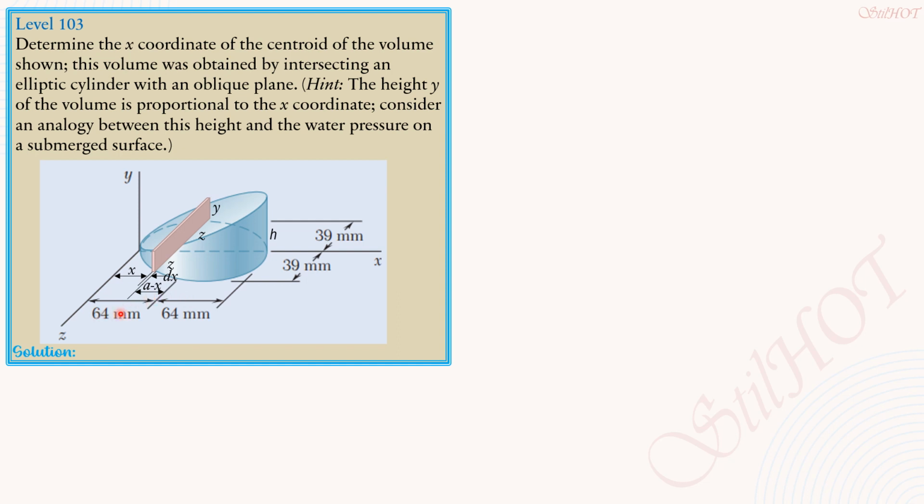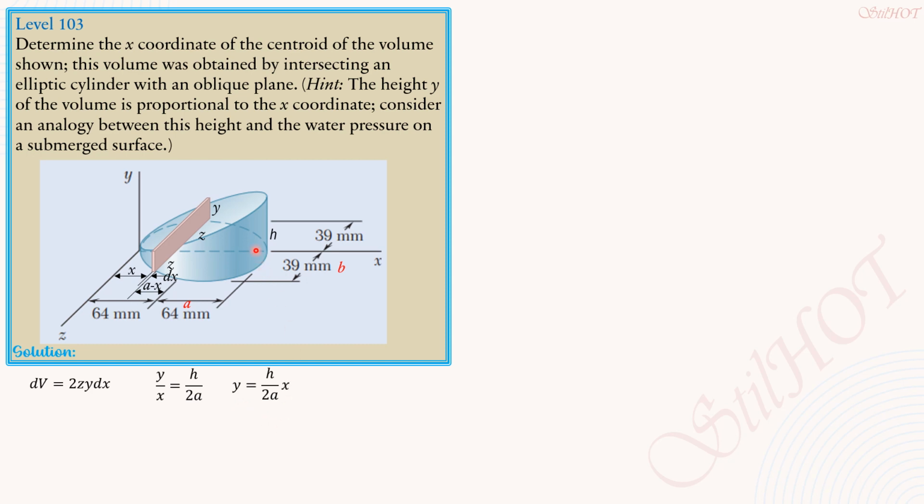Because this is the greater dimension than 39, call that a. Therefore, if this is a and that is x, this distance is a minus x from the center of the elliptic cylinder, and call 39 as b. So dV equals 2zy dx. Then from the figure, y is to x as h is to 2a. So y is h over 2a times x.